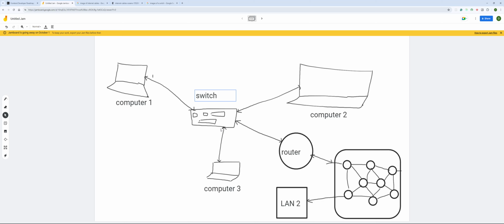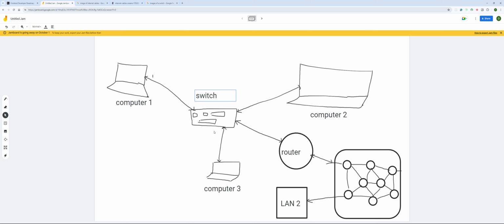Now, the internet itself can be thought of as a cluster of routers, right? So when your packet travels from here, hits your router, it comes into this router here, right?